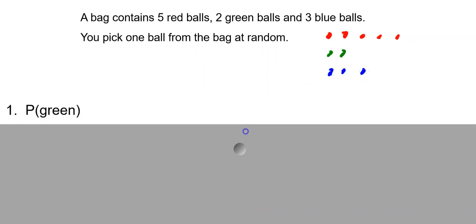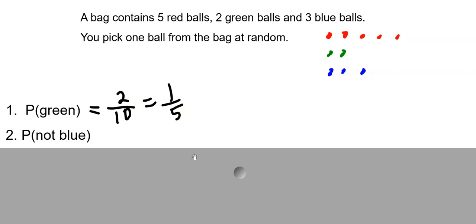A bag contains 5 red balls, 2 green, and 3 blue. Sorry, they're balls, not marbles. Pick one ball from the bag at random. So just picture it here. There are 5 red balls, there are 2 green balls, and there are 3 of the blue ones. So there's a total of 10 balls altogether. So in the denominator here, we're definitely going to have 10 to start with. So how many are green? Well, 2 out of 10, which simplifies to 1 out of 5.